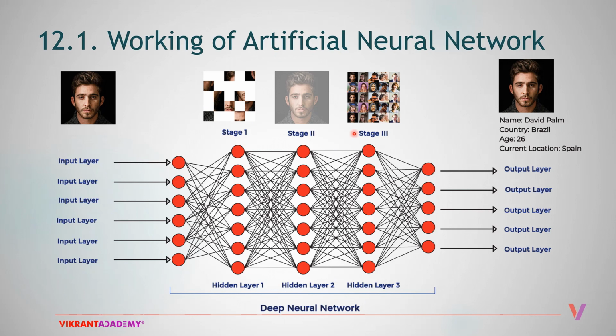So for example, this is just a metaphoric name: name David Palm, country Brazil, age 26, and so on. So this is how an artificial neural network works, and how the ANN system works.